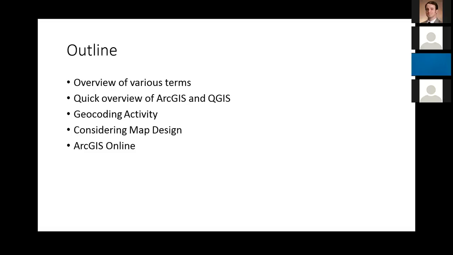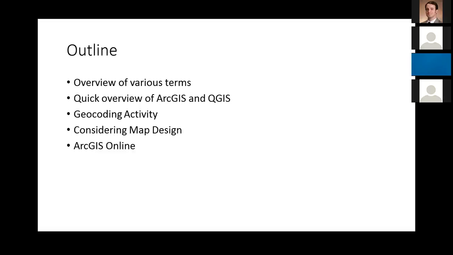So I want to begin with talking about some different terms. It's important if you're interested in maps, if you're interested in GIS, that you have a basic understanding of some different terminology. Then I'm going to talk a little bit about ArcGIS and QGIS. We're going to do a geocoding activity. We're going to talk a little bit about map design, which I think is a really important piece, particularly for folks that are developing maps for projects or presentations, to think really critically about what type of design elements they want to include. And then finally, we're going to play around a little bit with ArcGIS Online.